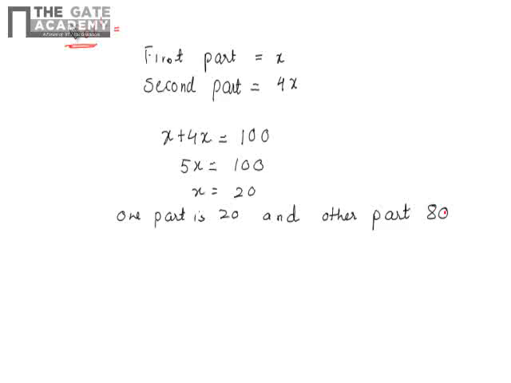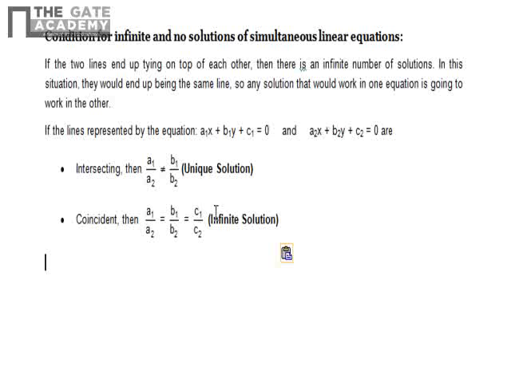Now we'll see some special conditions in which we can get no solution at all for two simultaneous equations, or we can get infinite solutions. So these conditions are: suppose you are considering two equations, take the coefficient of x as a1, b1 and the constant term c1, and in the second equation the coefficient of x is a2 and the coefficient of y is b2 and the constant term is c2.